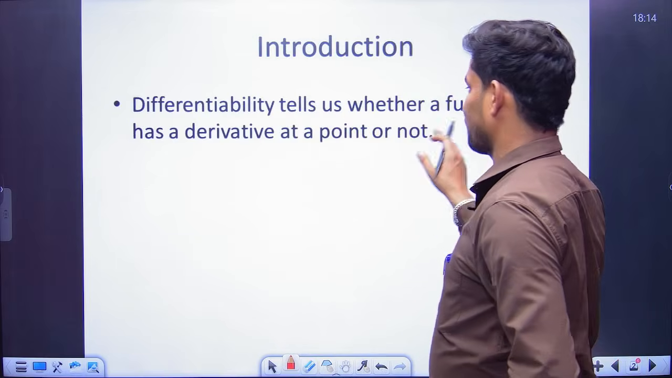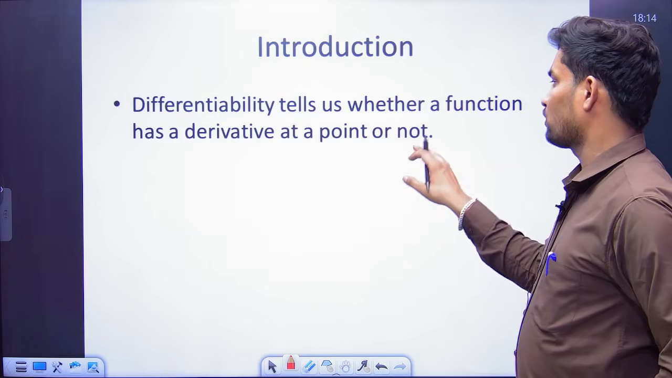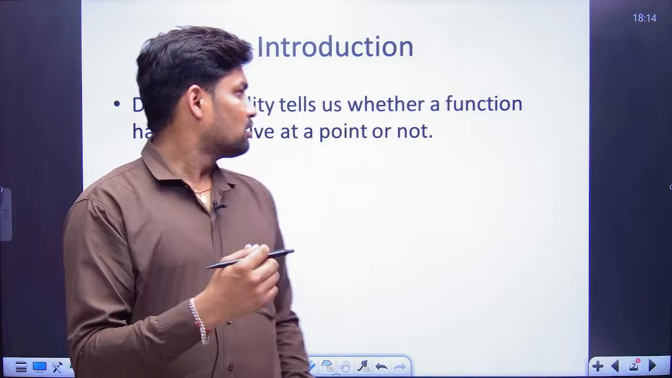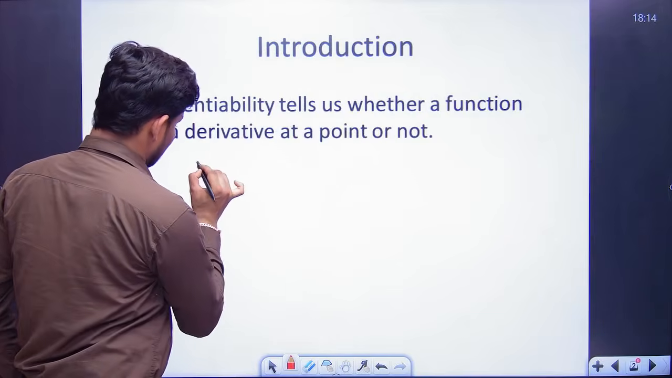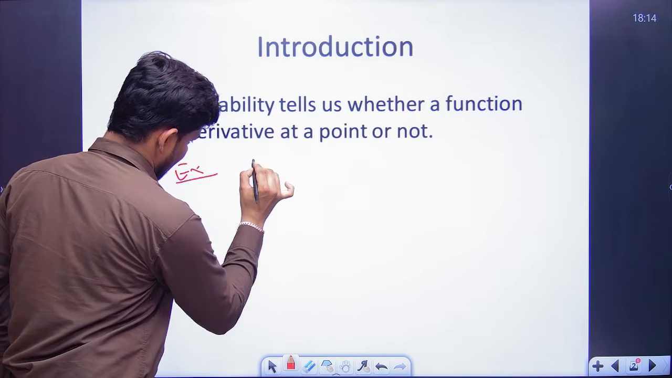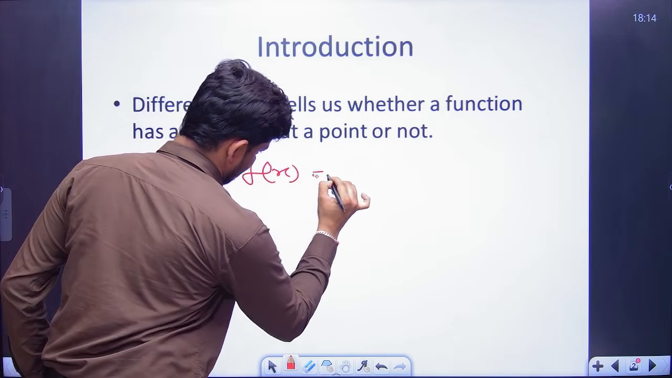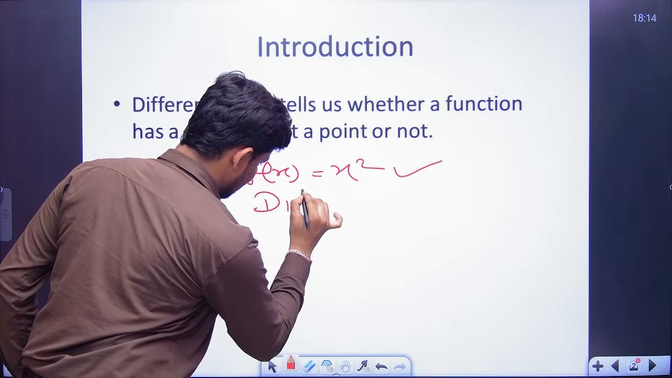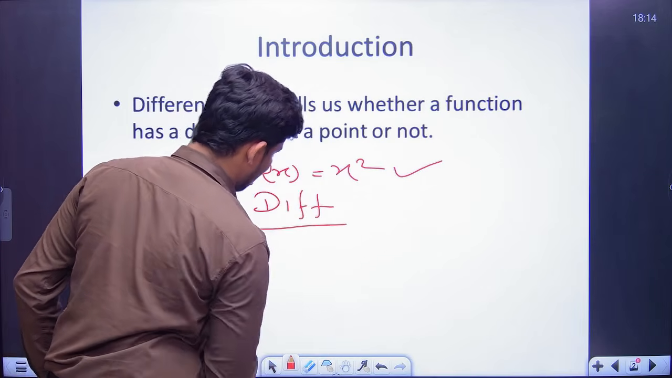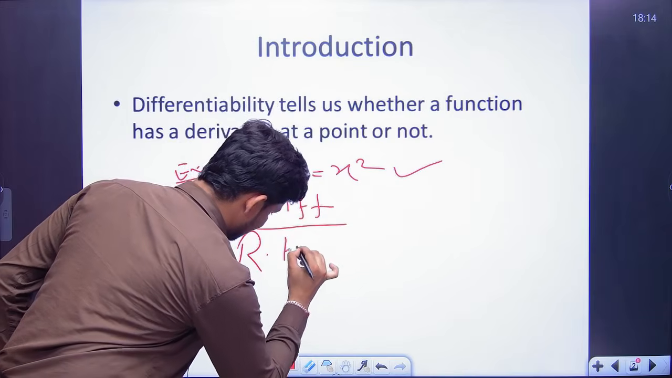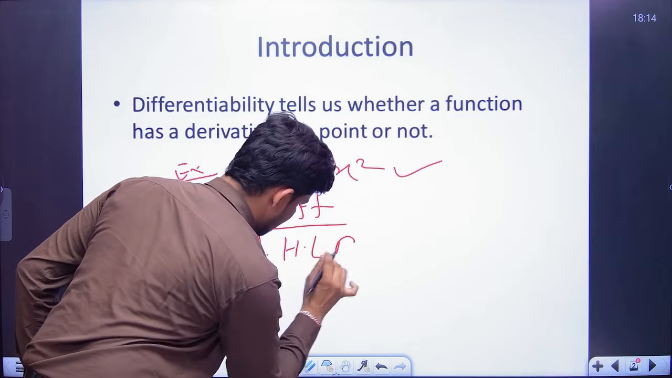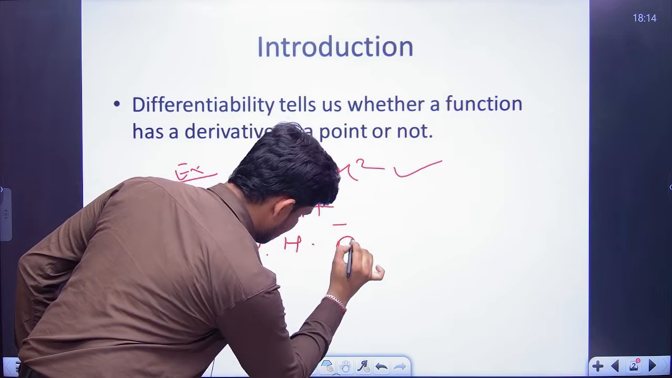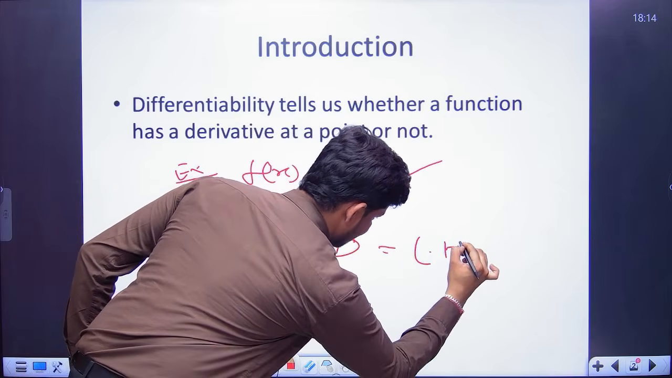Differentiability tells us whether a function has a derivative at a point or not. Example, f(x) equal to x square is a differentiable function because the right hand derivative is equal to the left hand derivative of this function.